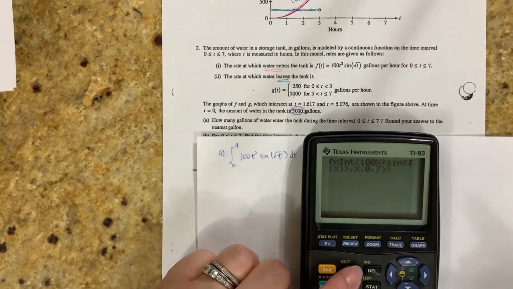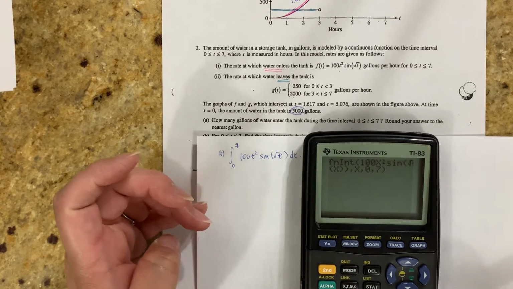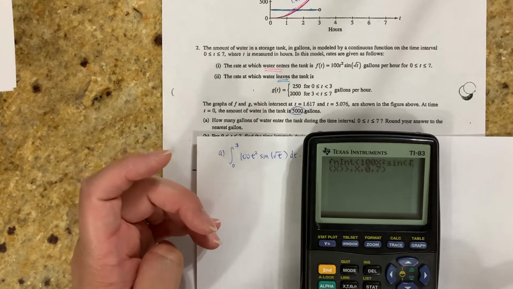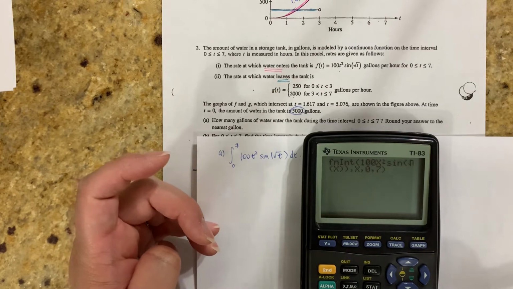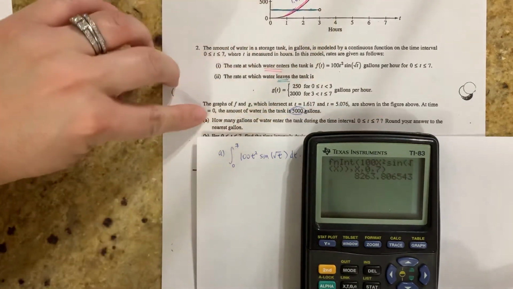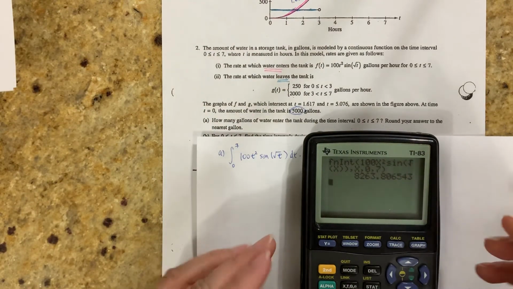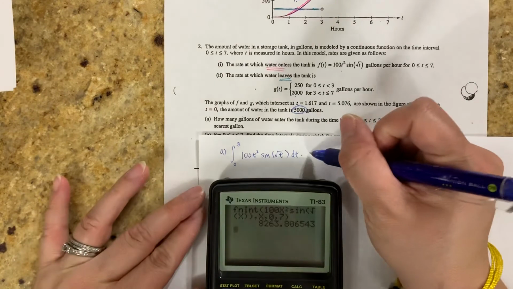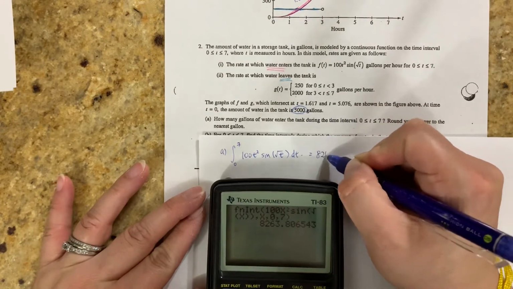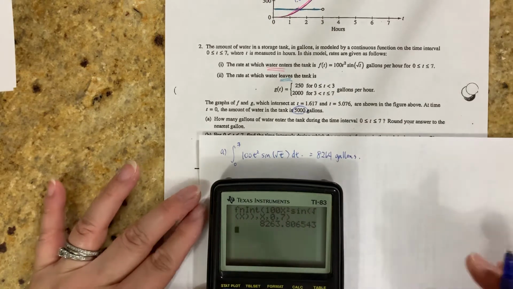Double check your mode is correct. So mode, I am on radians, I'm good. So I press enter. And let's see, it's taking a while to calculate. I'm just going to quickly check. Round your answer to the nearest gallon. So I have 8,263.8. That will round up to 8,264 gallons of water. All right.